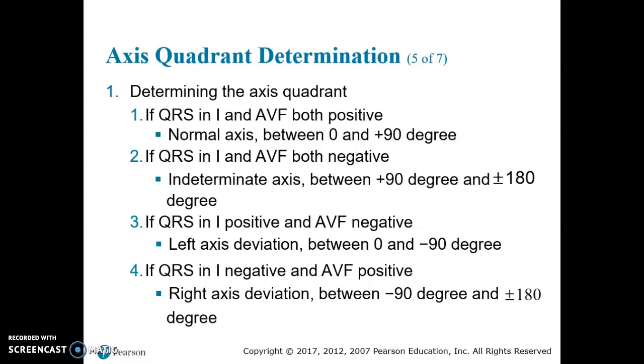If the QRS in lead 1 is positive and AVF is negative, it's going to fall between 0 and negative 90. And if the QRS in lead 1 is negative and AVF is positive, it's going to fall between negative 90 and positive or equal to 180 degrees.